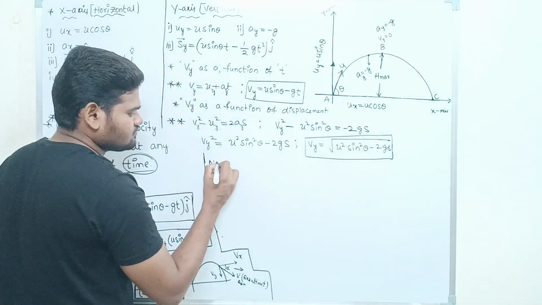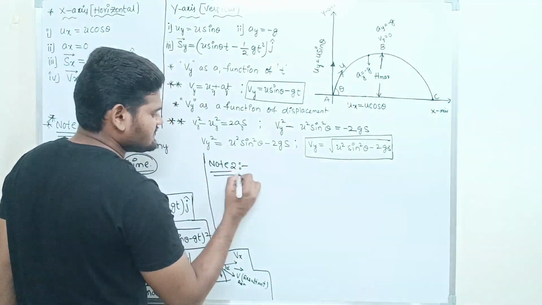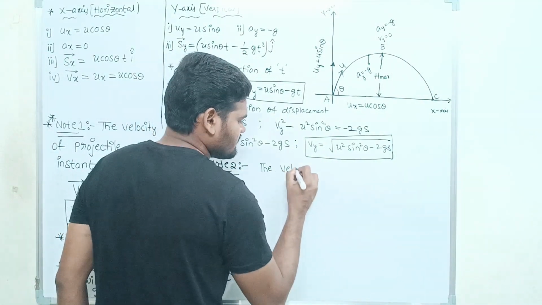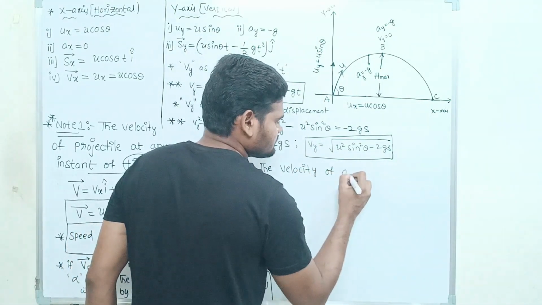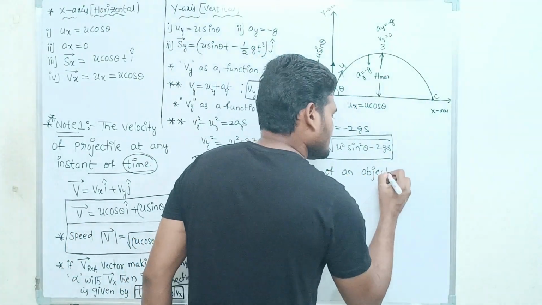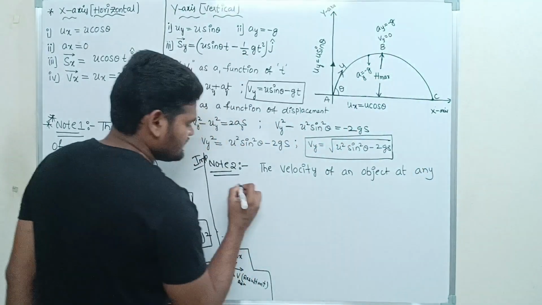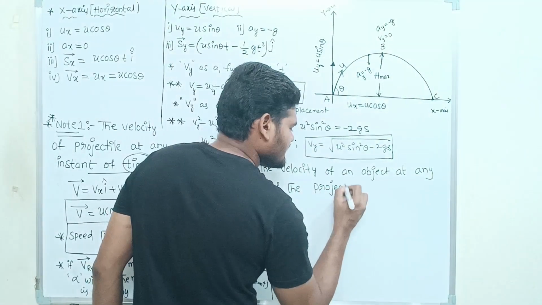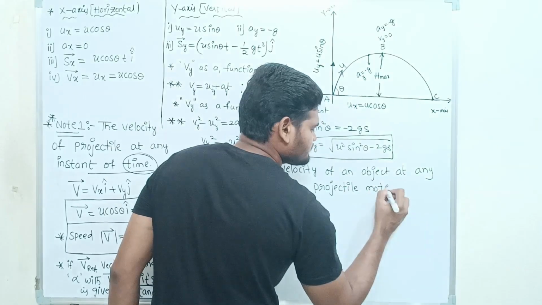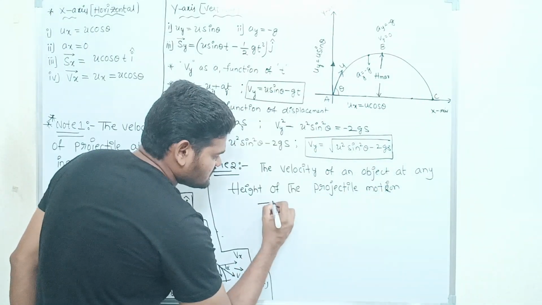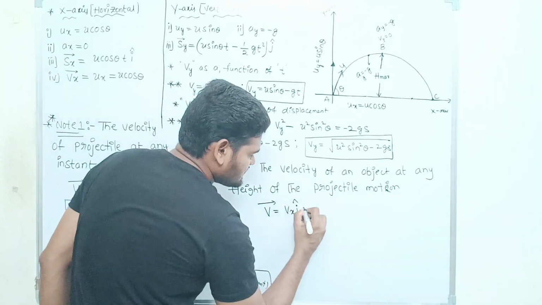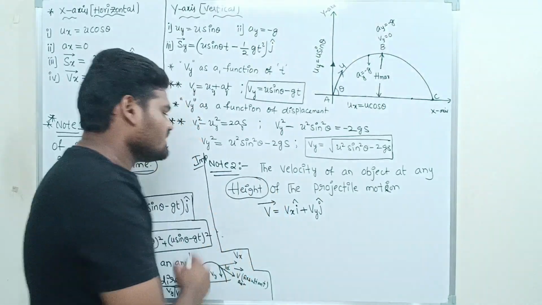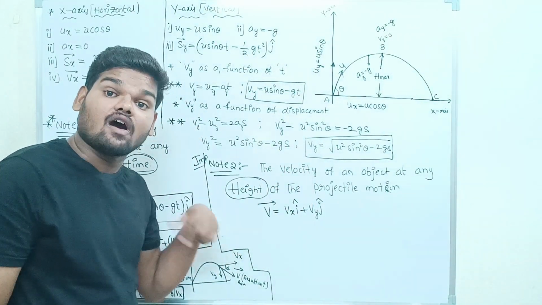Note number 2. So this is also an important one. The velocity of an object at any height of the projectile, at any height of the projectile motion. V bar is equal to Vx i cap plus Vy j cap. So we are talking about velocity as a function of height or displacement.